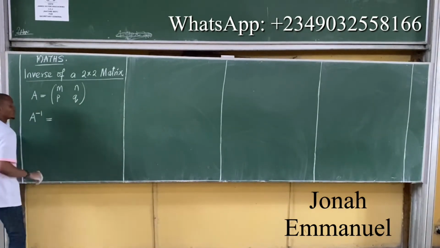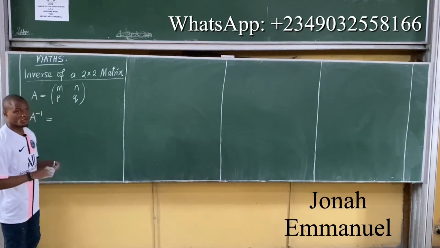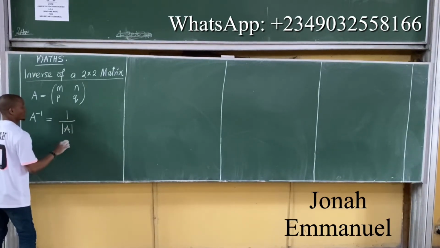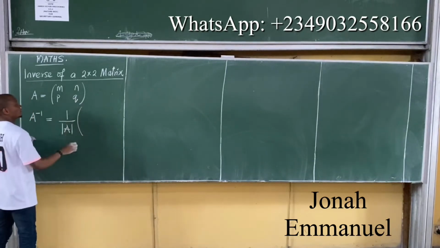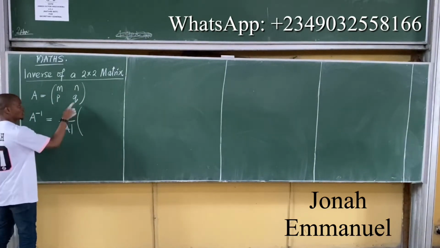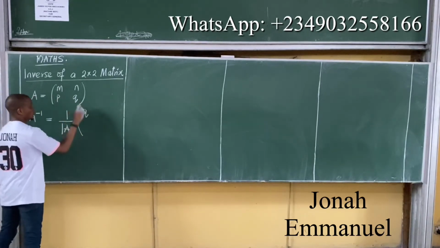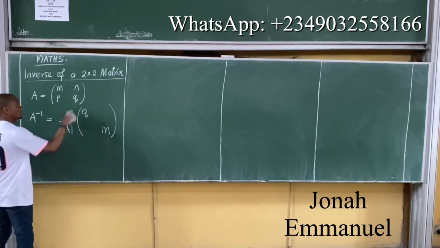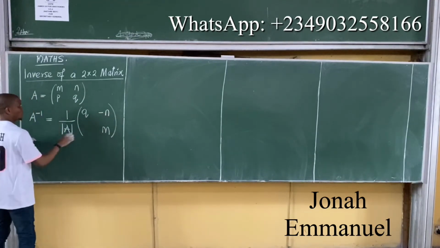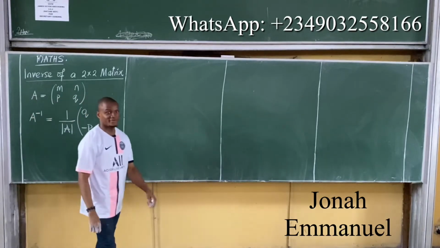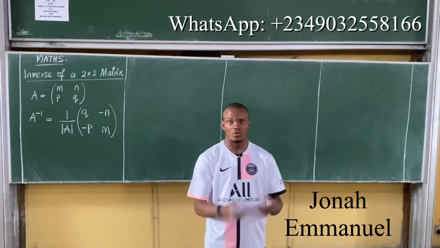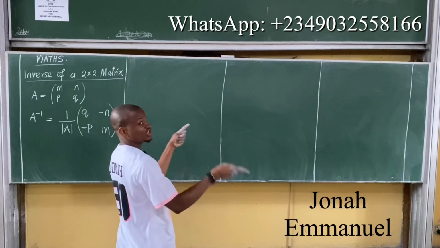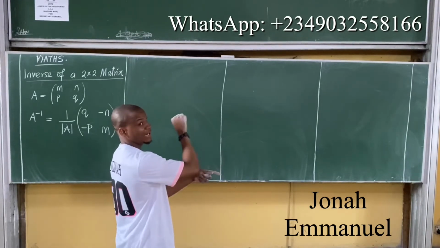Look at it. It's equal to 1 all over the determinant of the matrix, times, for this matrix, for these two, I will interchange their position. Q comes this way, M goes this way. For these two, I will leave them at that position, but I'll add minus: minus N, minus P. This is how you find the inverse of a 2 by 2 matrix. So 1 all over the determinant into, for the principal diagonal, interchange the elements; for the other two, add minus. That's all.